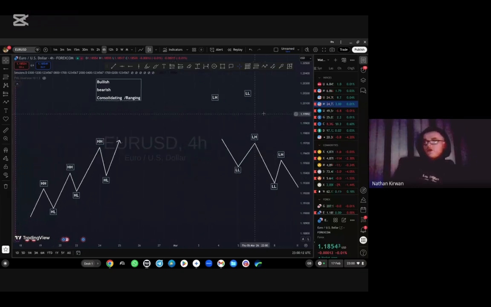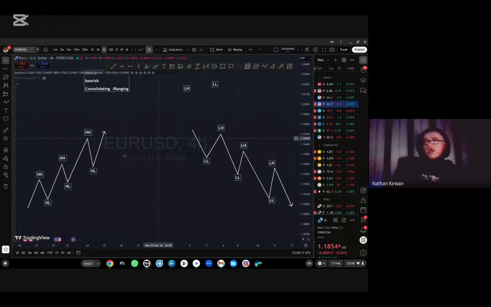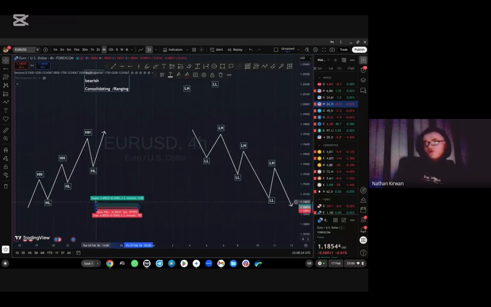These are two of the three that you're going to see. When you come onto the charts and you see the price making higher highs and higher lows, that means that you're going to be looking for buy positions. Why? Because that's the way the market is trending. So you're going to be looking for buy positions.